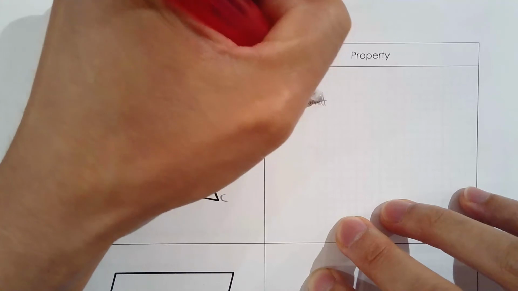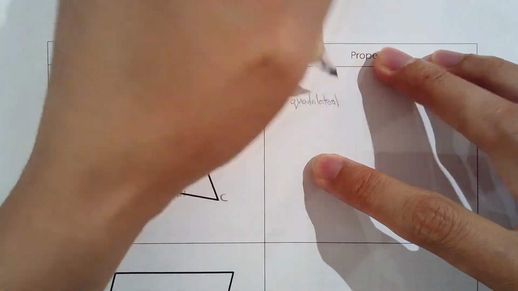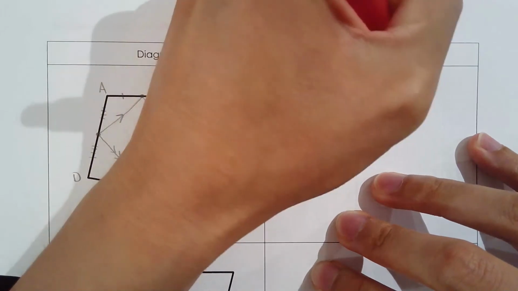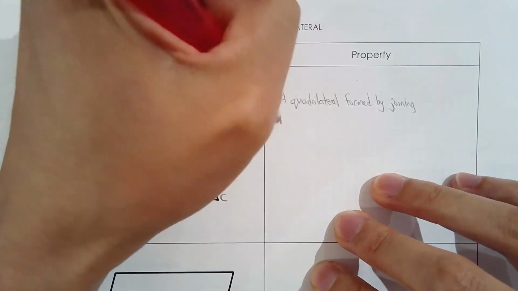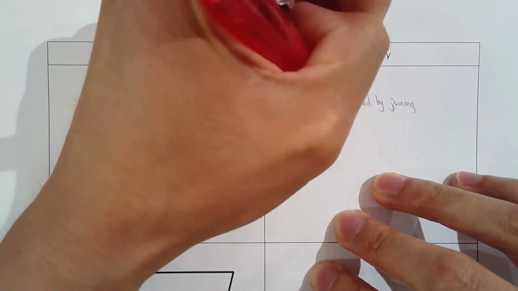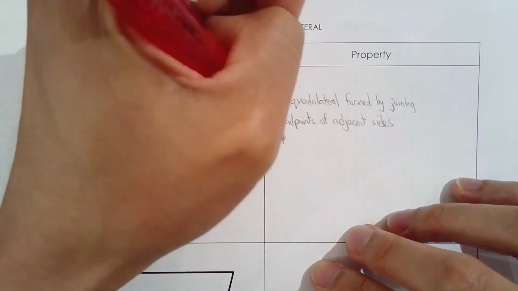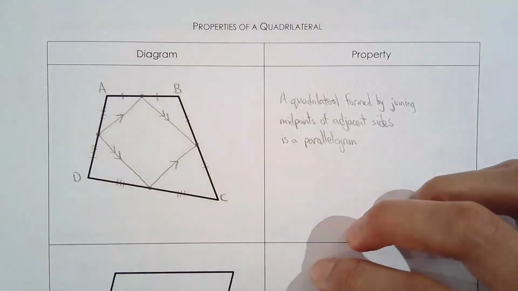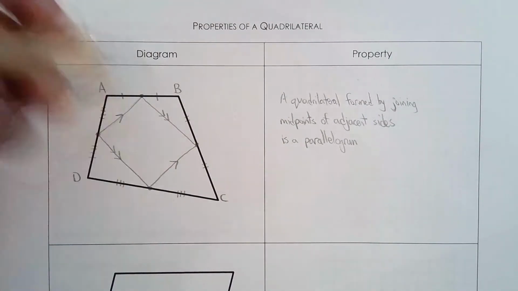Quadrilateral formed by joining midpoints of adjacent sides is a parallelogram. So it doesn't matter what quadrilateral you start off with. Once you join the midpoints, you'll get a parallelogram.